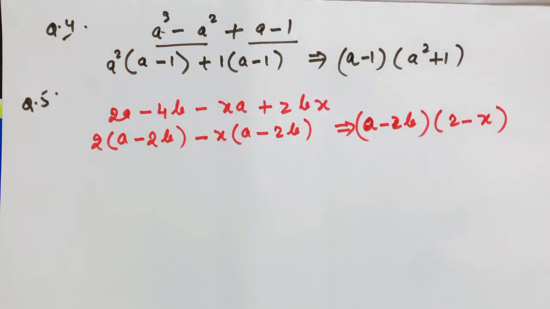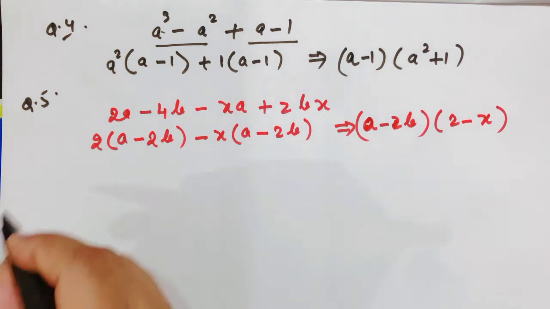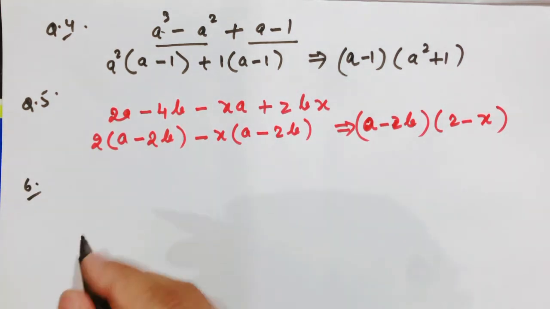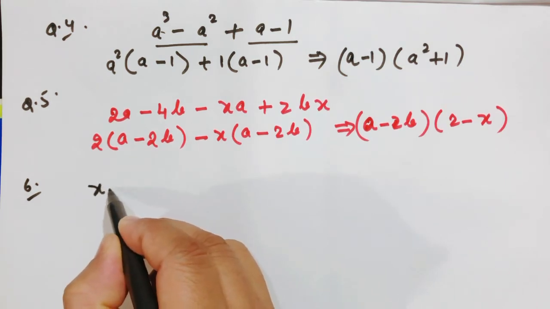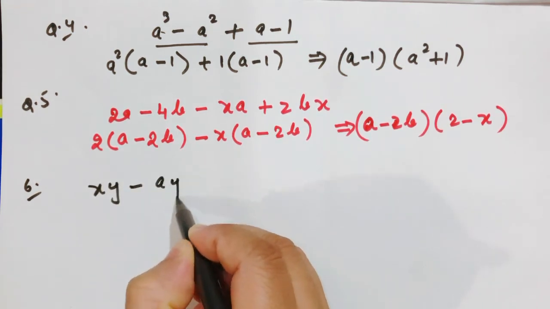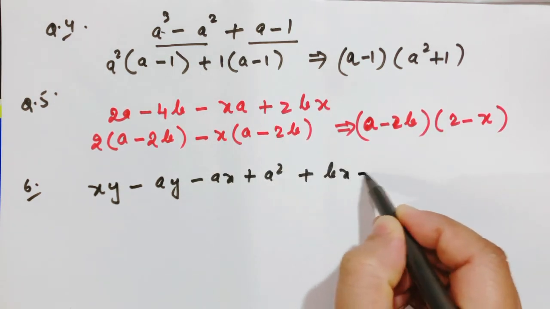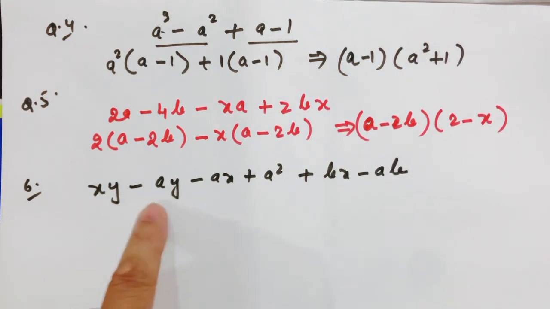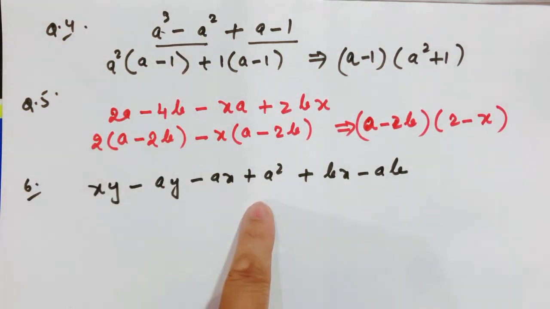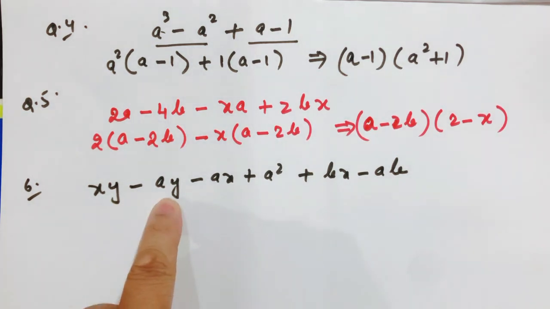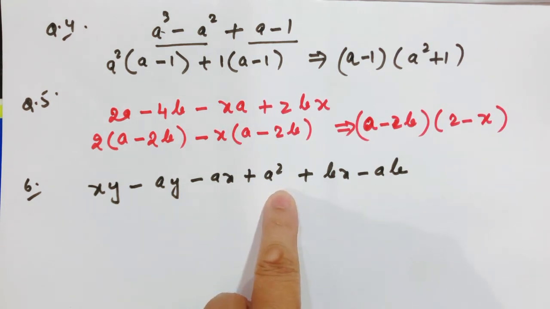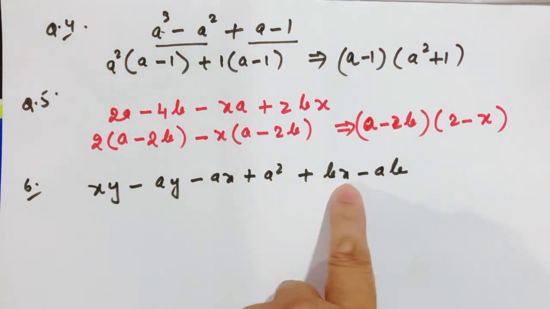So how was it? It was beautiful. Let us go a little further. Again they will increase your level. Okay, they say, show me how to do this one: xy minus ay minus ax plus a square plus bx minus ab. One, two, three, four, five, six terms. Here they have given you more. It does not matter whether they give me more or less.